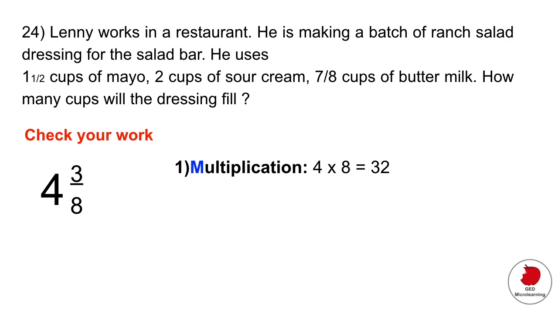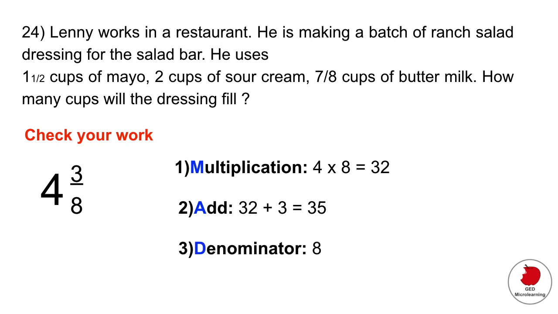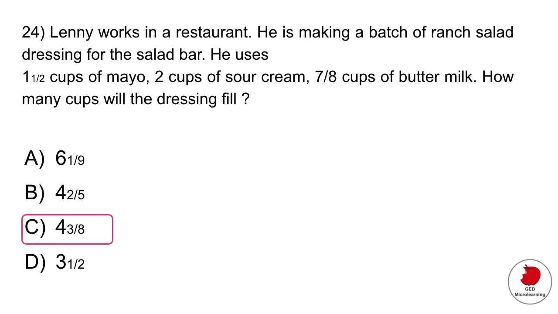That's the M of MAD. Then the A, remember, was to add. So we add the numerator, which is 3. So 32 plus 3, that's 35. And the denominator remains the same. It's 8. So 4 and 3/8 is equal to 35/8. All right, so your correct answer would be answer C.